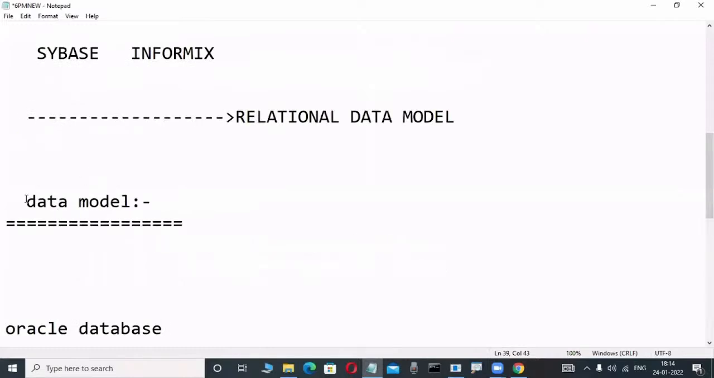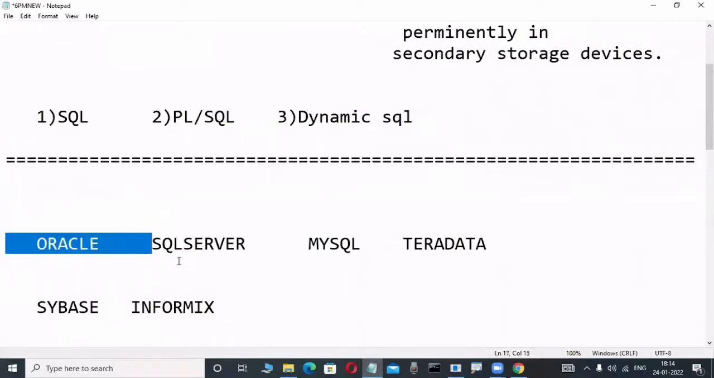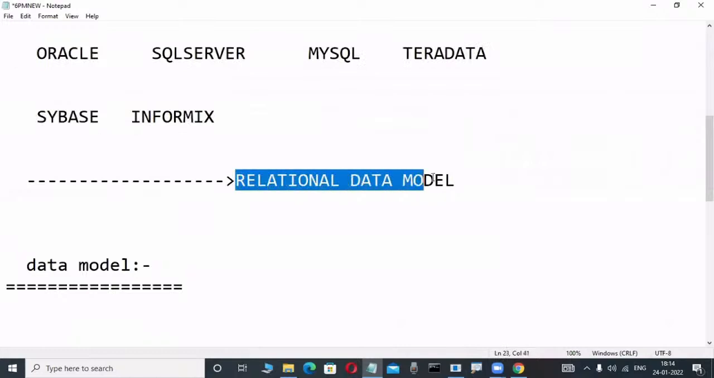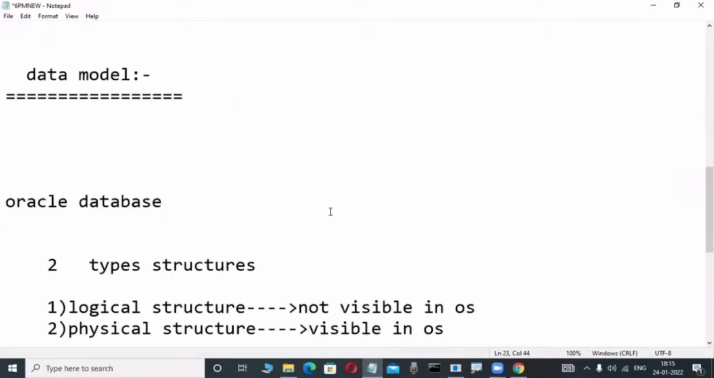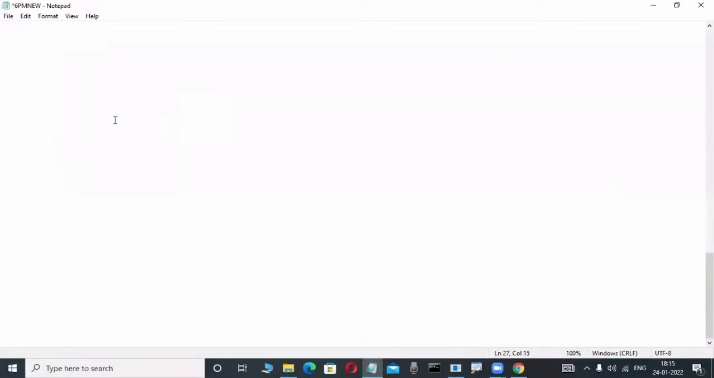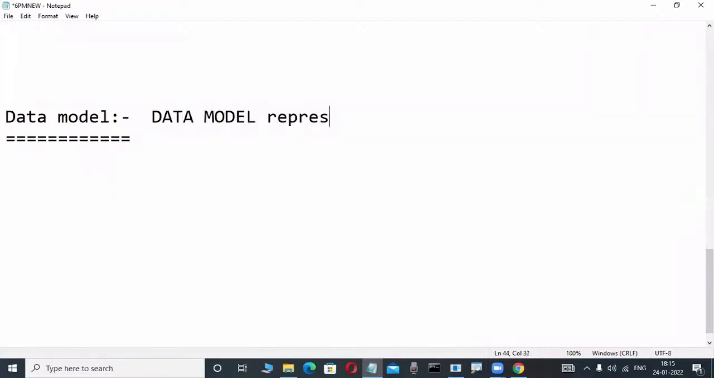What is a data model? First observe here. All these products are implemented based on which concept? The relational data model, from 1970 onwards. This is a new model. One fellow introduced it, I will tell you. But before that, what is this data model? Easy. Anybody have an idea? Any computer students are there? They are well-known persons. Don't write anything, these are demos. Data model represents how data is represented.